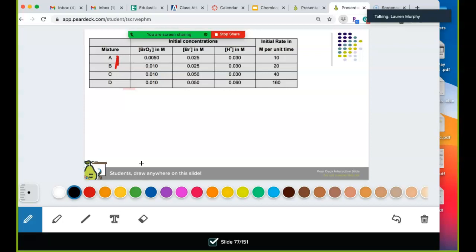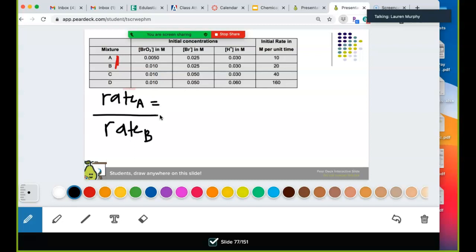Technically, it doesn't matter. However, I generally like to put the bigger numbers on the top and the smaller numbers on the bottom so I don't end up with fractions. I don't like fractions, but it doesn't have to be that way. So I'm going to do the first way as a fraction and it will be fine. So I'm just going to do the rate law for A and I'm going to compare it and or divide it by the rate law of mixture B.